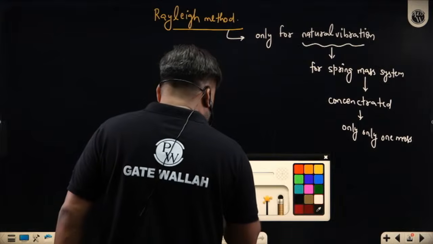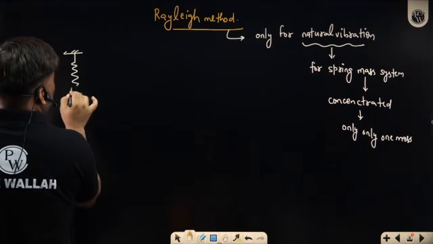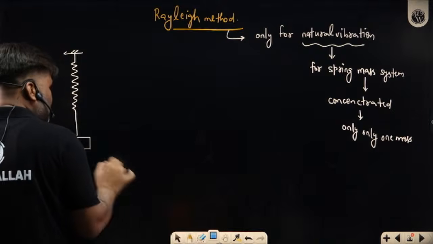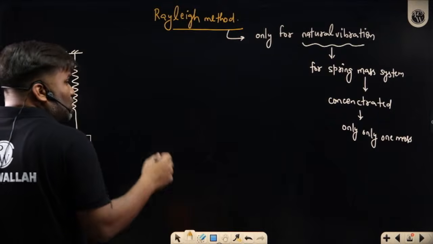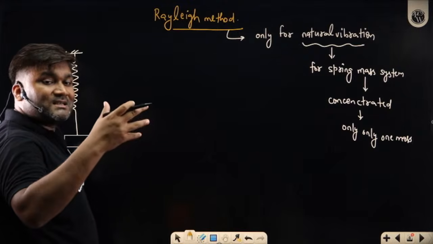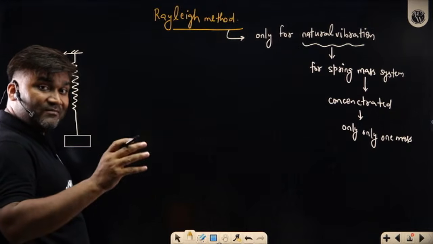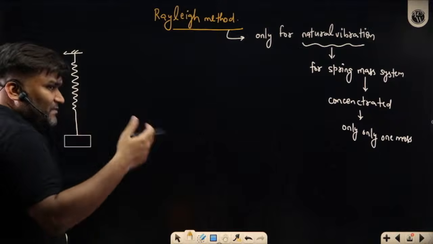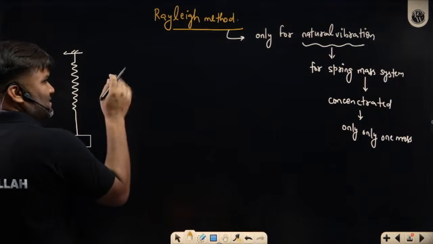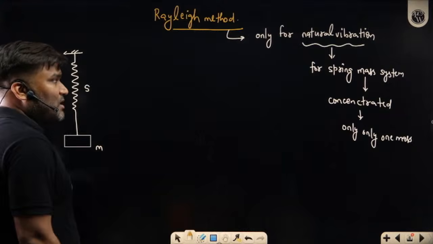What does it say? It says that if we are having any spring mass system, what is the meaning of spring mass system? It means either directly a spring and mass, or any system which can be converted into an equivalent spring mass system. That means the system must have its own stiffness. That stiffness can be bending stiffness, longitudinal stiffness, torsional stiffness. So whatever system's stiffness you are taking, that stiffness is S, mass is M. How can we solve this?